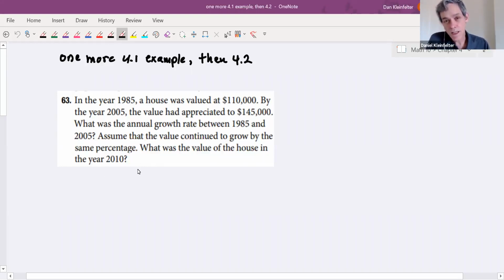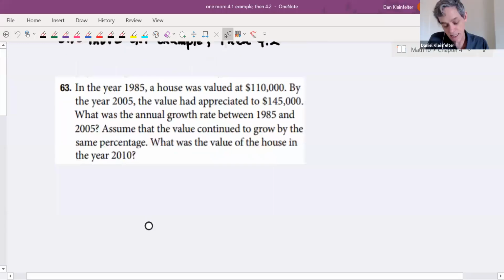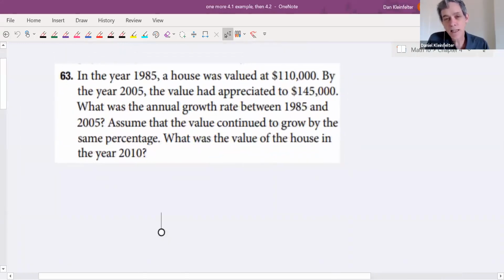So one thing that we can do, to help simplify our calculations, is instead of using the years here, 1985 and so forth, we're going to do everything starting with 1985 as year 0, and then do all the other years relative to that. So what I mean by that is this. We're going to make a little table. We're going to show the year. I want to set a value of t for that, and then the house value.